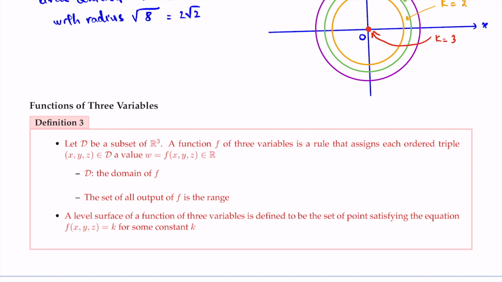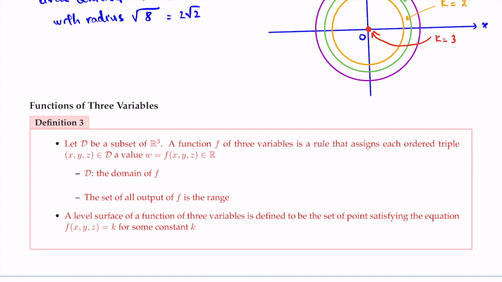So let D be a subset of R3. D in this case is going to be the domain of the function. A function f of 3 variables is a rule that assigns to each ordered triple x, y, and z in the domain a value w such that w is equal to f of x, y, and z, and w has to be in the real line. So again, D is the domain of the function. Here you have 3 independent variables and 1 dependent variable. And the set of all the outputs of f, or w in this case, is the range.